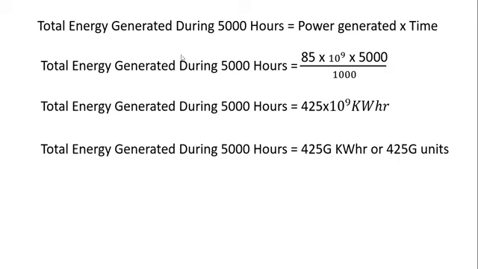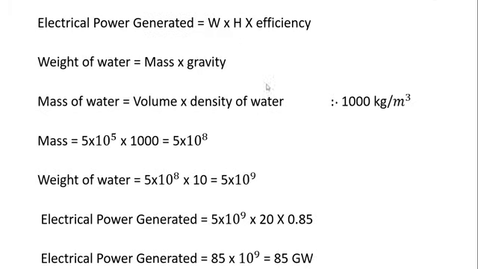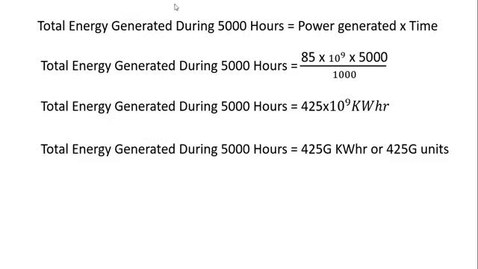So here it was required for the calculation of 5000 hours. So power generated multiplied by time. So power is 85 gigawatt, 10 raised to the power 9, multiplied by 5000 hours and divided by 1000. Why have we divided it by 1000?